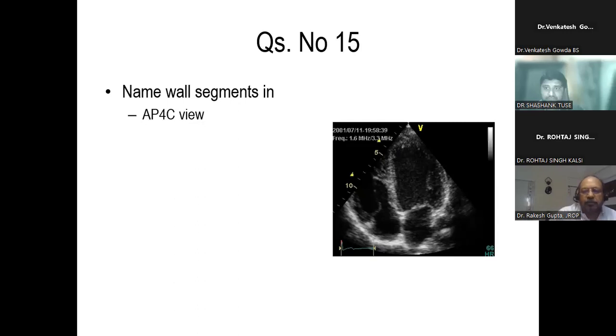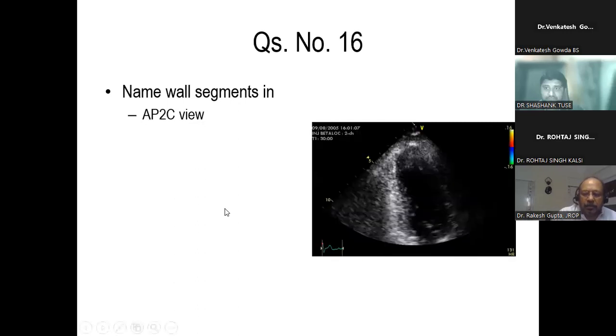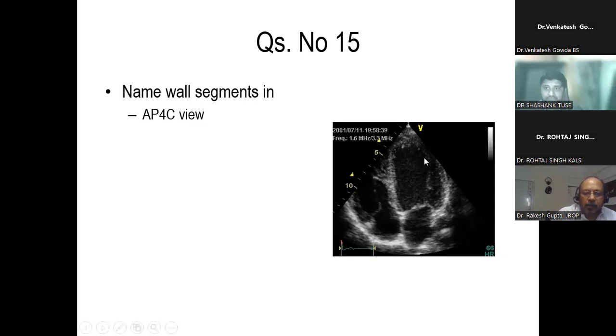LAD. For apical, it is LAD. For the whole lateral wall, it is either LAD or LCX. Circumflex. Then for the mid septum, it is RCA. And for the basal, it is RCA or LCX. There is nothing like RCX, either RCA or LCX, sorry. Right? Yes, sir.